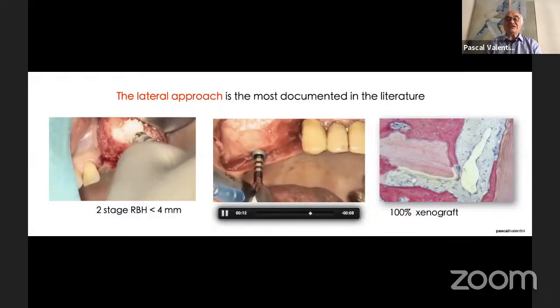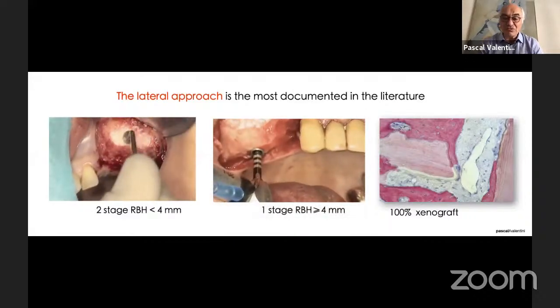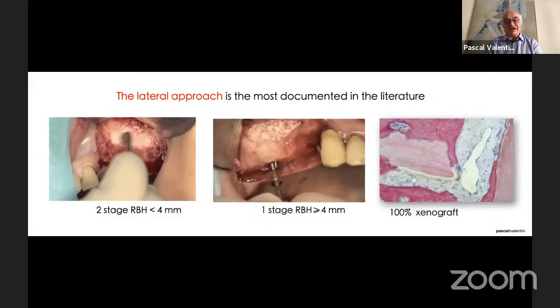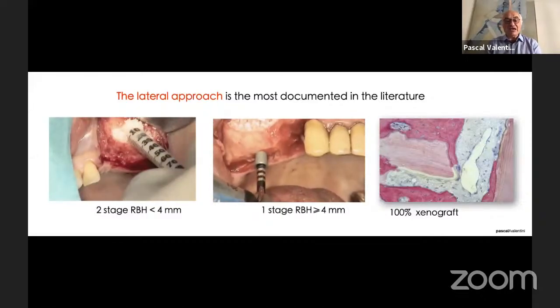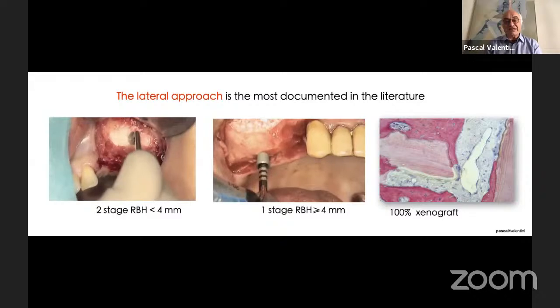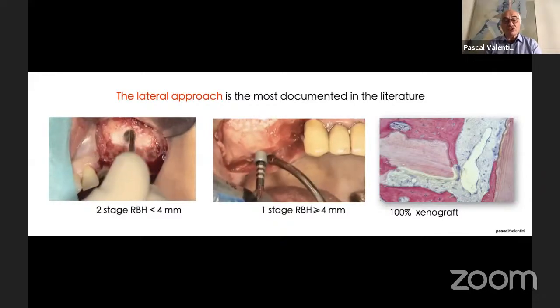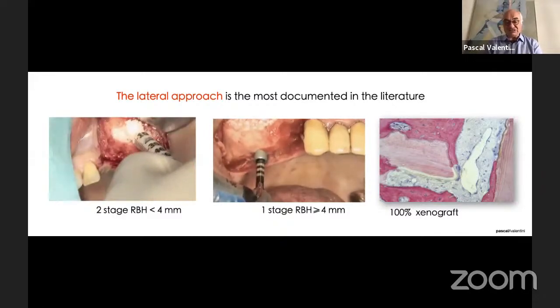Our favorite grafting material is xenograft, especially bovine bone. We've been using it for more than 30 years right now. We have very good results.